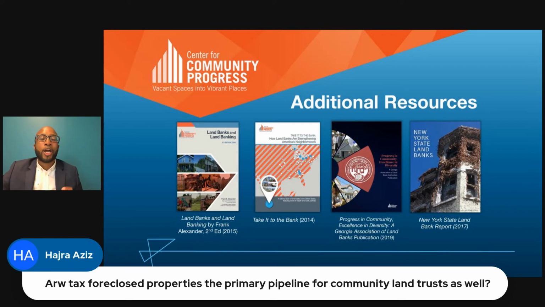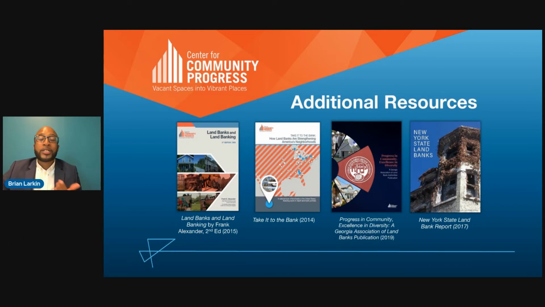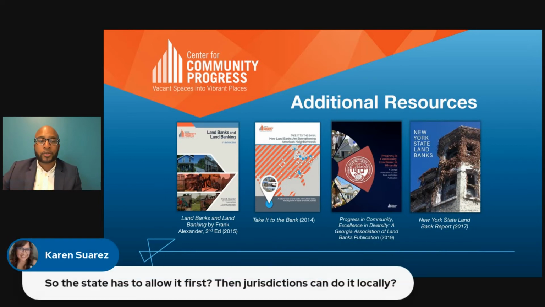Community land trusts, while they're focused on permanent affordability moving forward, are not given any specific tools that would make tax foreclosed properties more advantageous than any other property. Which doesn't mean that you can't show a land trust that has that pipeline, or that you don't have land trusts that are working really closely with land banks in that space. But land trusts in and of themselves aren't given those specific tools.